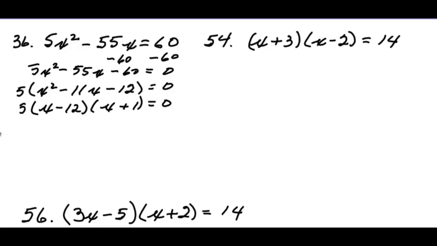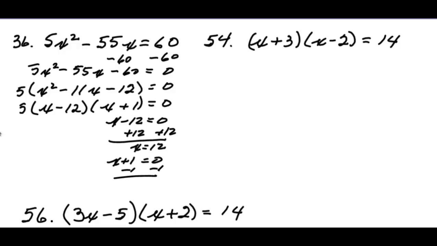Now we're ready to set each one, and we don't worry about the 5. All we do is take the x minus 12 equals 0 and add 12 to both sides. We get x equals 12. When we do the x plus 1 equals 0 and subtract 1 from both sides, we get x equals negative 1. So that's the solution to number 36.